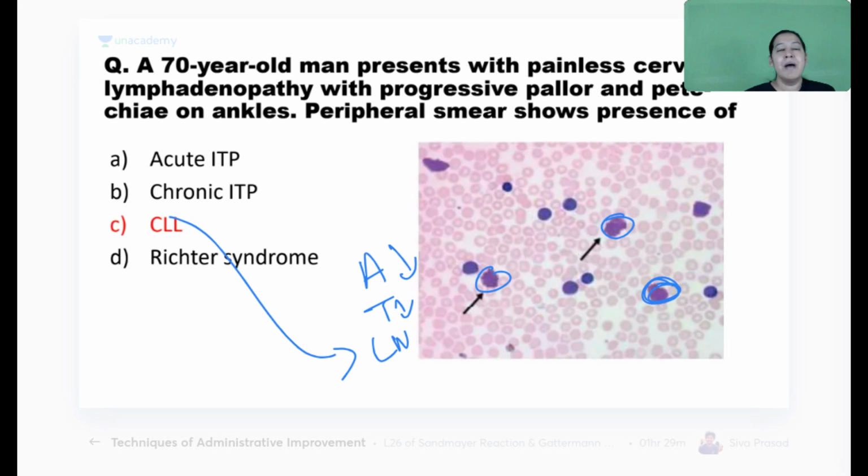But see, the clinical presentation is different for each of them. Everyone give me a thumbs up.